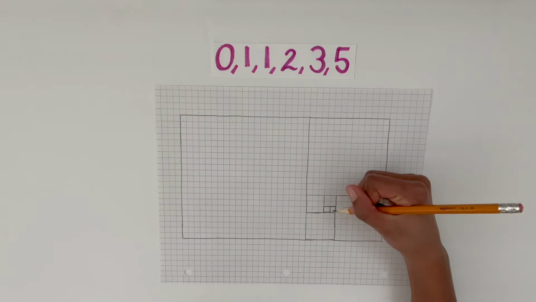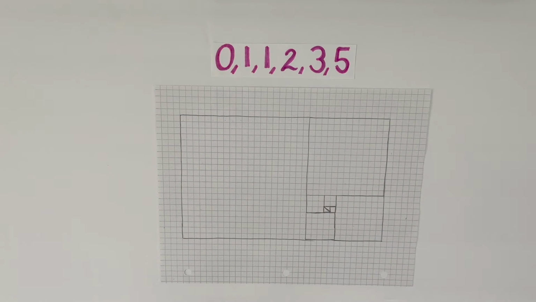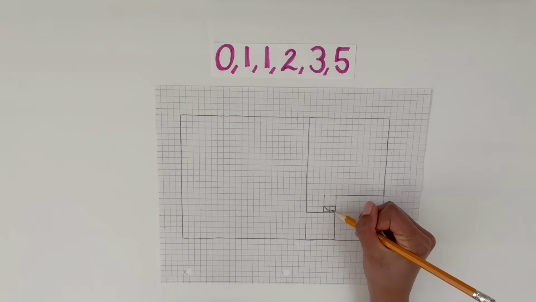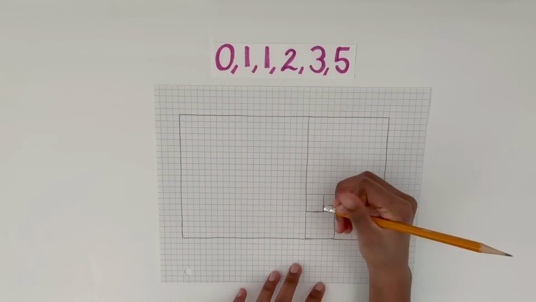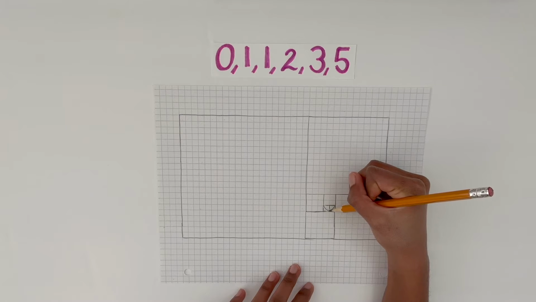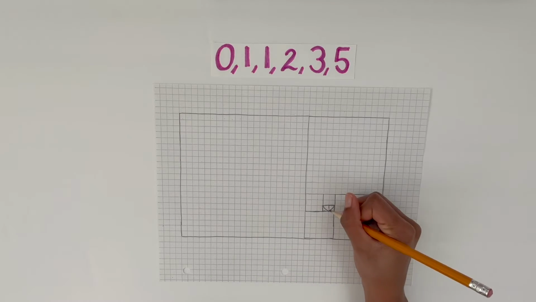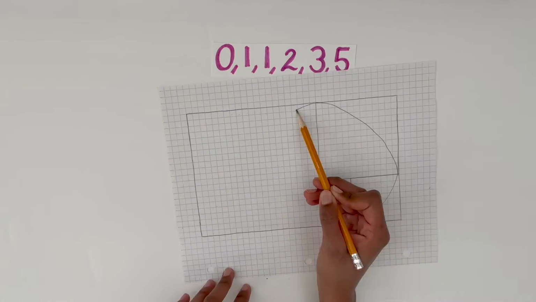Now, starting from the first square you drew, draw a diagonal across. Next, look at the corner of the next square and draw the next diagonal. We should start from the end of the first diagonal, like this. Try making your lines a little curved because remember we're making a spiral. And keep doing this until you've connected all the diagonals in the squares and created the spiral shape.